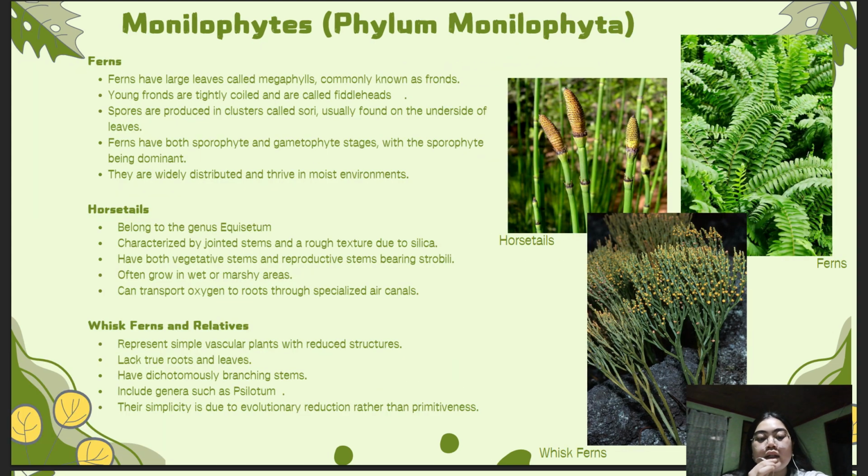Next are the monilophytes, which include ferns, horsetails, and whisk ferns and relatives. Ferns have large leaves called megaphylls, commonly known as fronds. Horsetails belong to the genus Equisetum, and whisk ferns and relatives represent simple vascular plants with reduced structures.